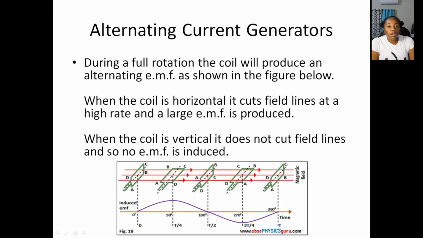When the coil is horizontal, it will cut field lines at a high rate and a large EMF is produced. When the coil is vertical, it does not cut field lines and so no EMF is produced. It passes straight through the wire. So when it's horizontal, you see that it's blocking the magnetic field. So these are the magnetic fields right here.